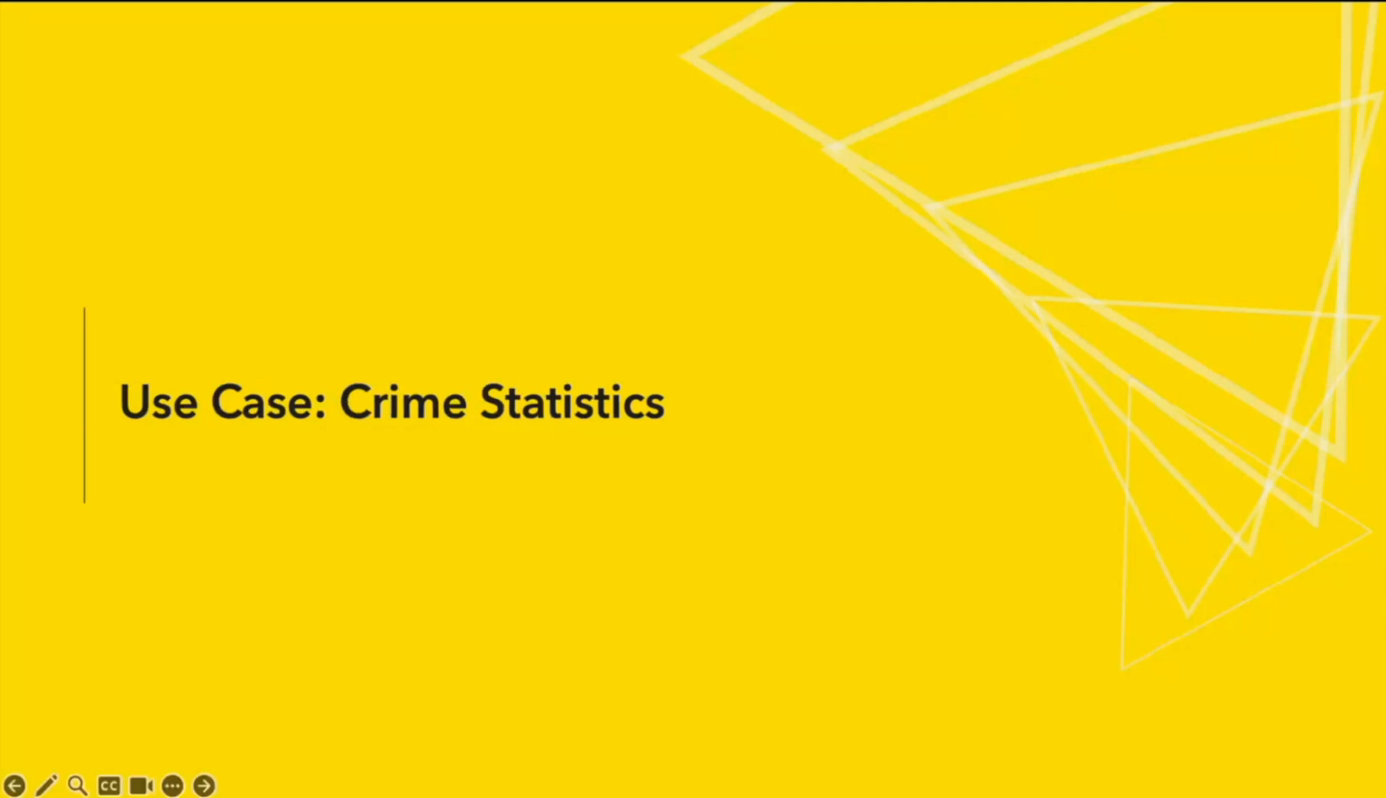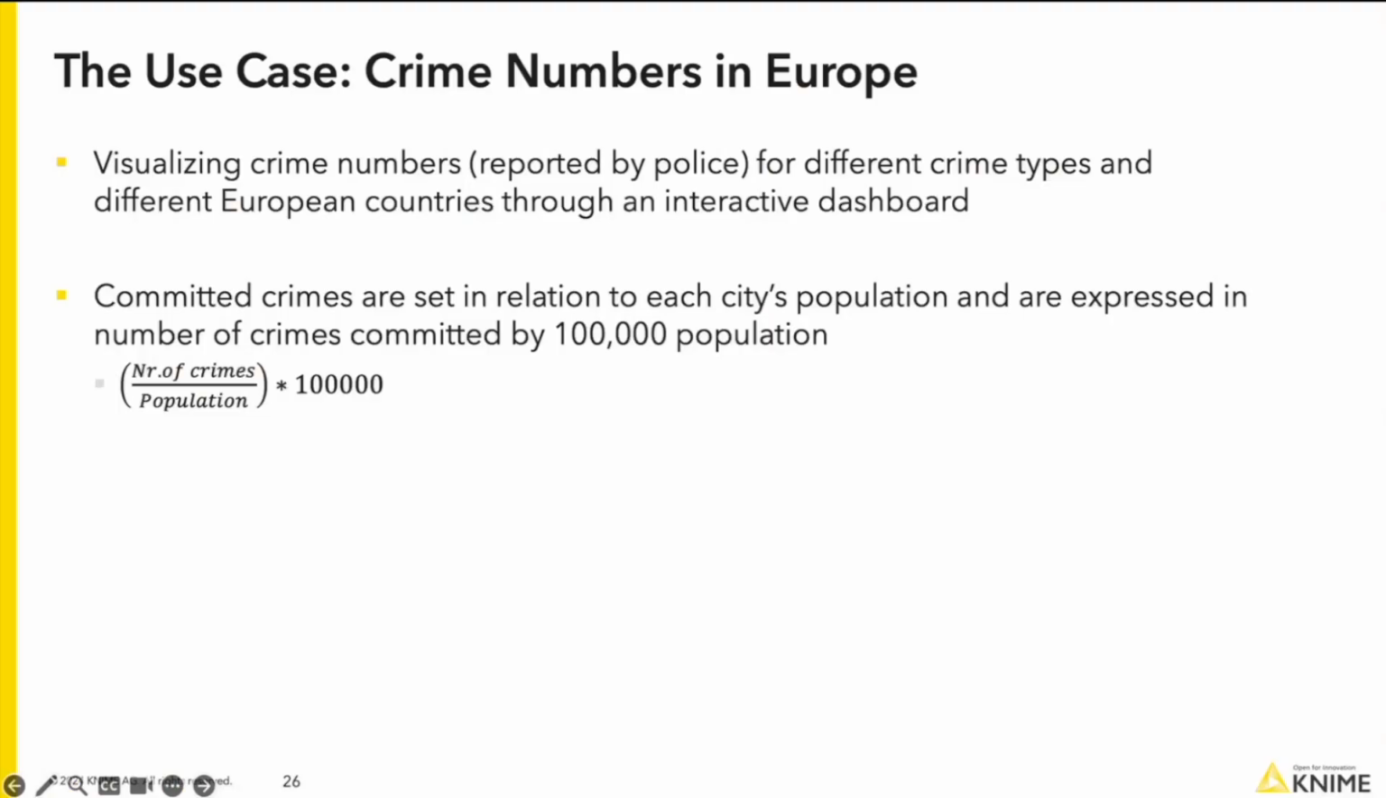So having said that, I brought a little use case that we built for a European institution on crime statistics. So what's the use case? We want to visualize, because the visualization aspect is always very important, crime numbers by different crime types, different European countries, and maybe even down to the state level. And we want to set them in relation to each city or country's population, right? By a number of crimes committed per 100,000 population, for example.